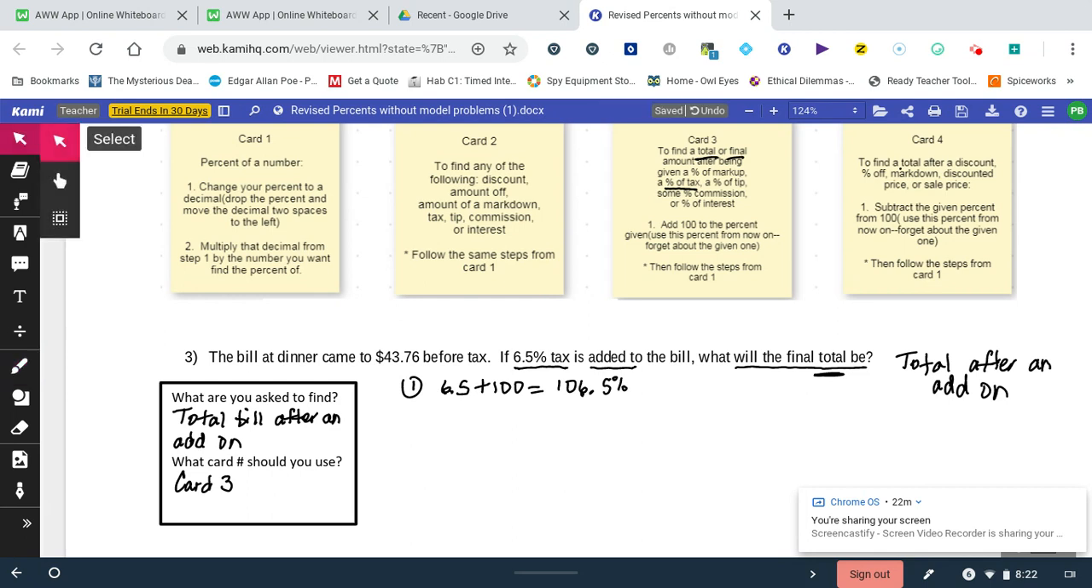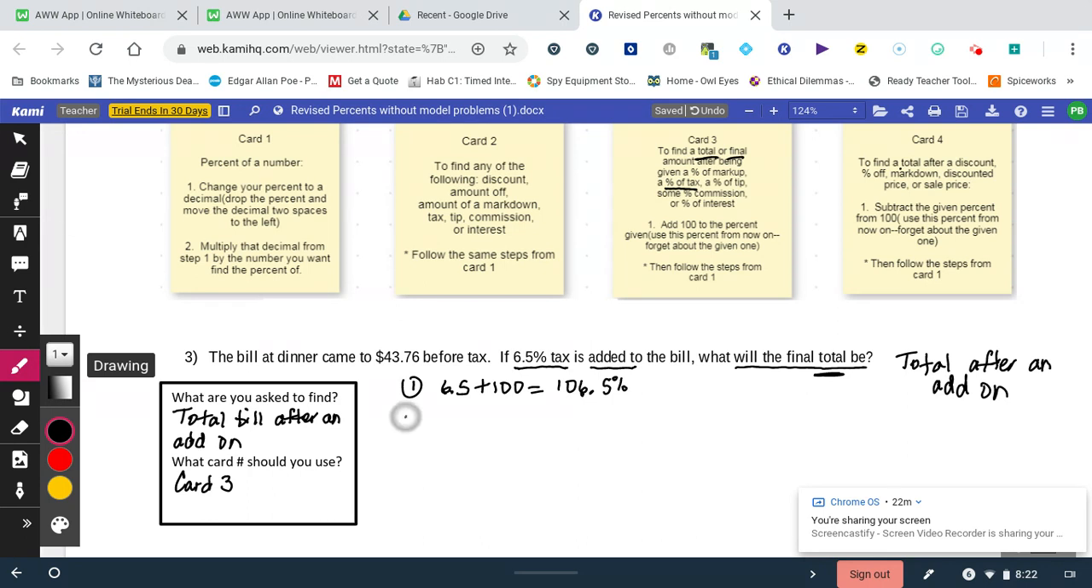But now if you go back to the card, it says then follow the steps from card 1. So I'm going to go back over here to card 1. The next thing I'm going to do is change my percent to a decimal. So I'm going to drop the percent and move the decimal 2 places to the left. Since this already has a decimal, I start moving from that decimal, not from the end. Only move from the end if you don't see the decimal to begin with. So this ends up being 1.065, which is 1 and 65 thousandths. So I'm going to use this decimal.